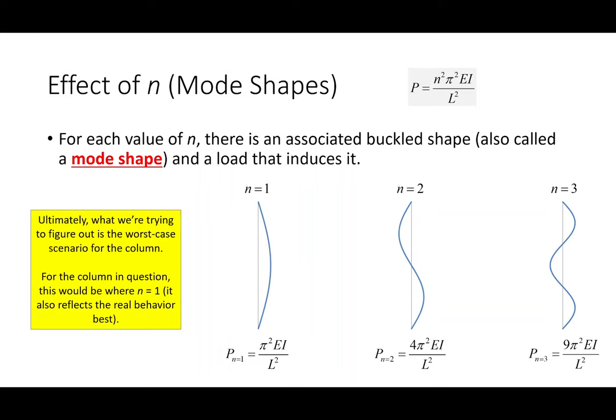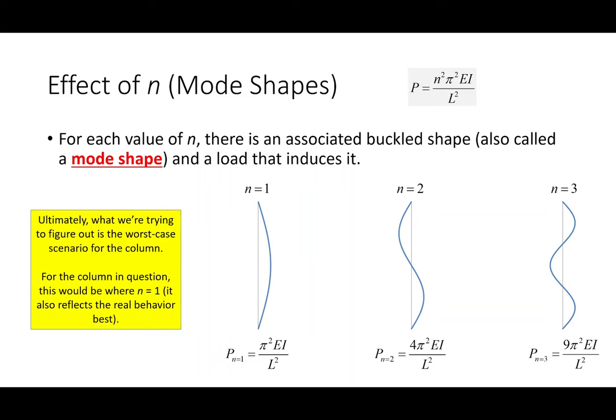In other words, if I have a column and I want it to buckle like this, I need an n value of 2, and this is the load that is required. If I want a column to buckle like this, that's an n value of 3, and this is the load that causes that. But why, when I take the column in the real world and I put my hand on it, why does it only do the first one?